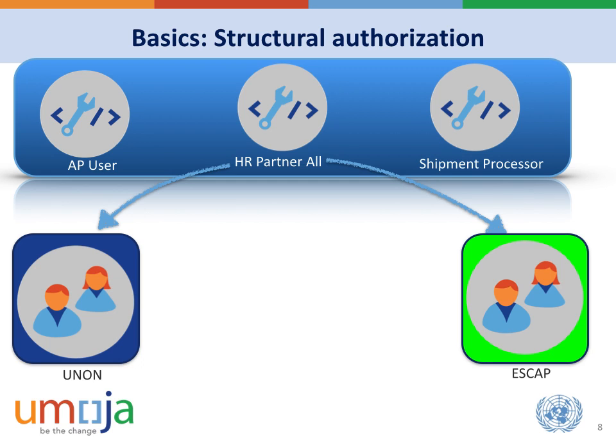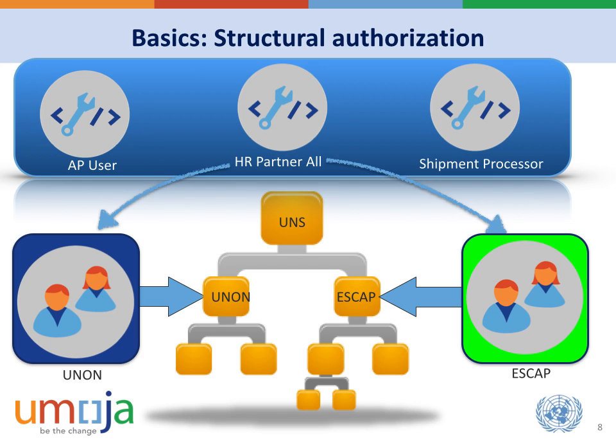The extension part of Umoja, which is the HR and travel, uses what is called structural authorization. Structural authorization is an authorization based on organizational structure. In this case, there is only one role, and with a combination of the organizational element, we can get the data domain control. In this example, the UNON HR partner will have access only to the UNON staff, based on their assignment to the organizational entity called UNON. Same with SCAP.